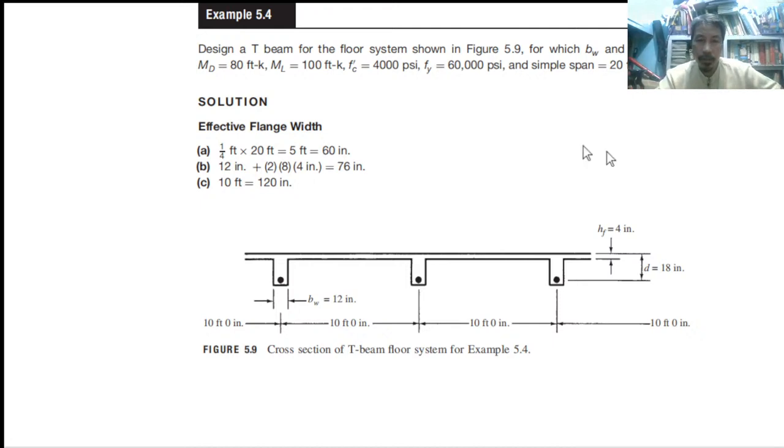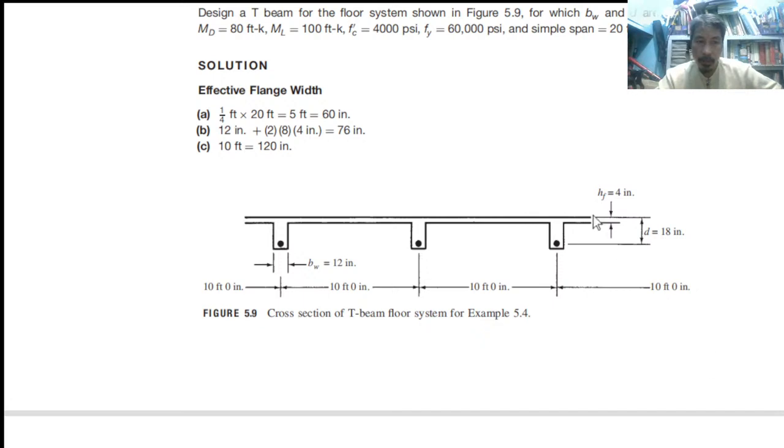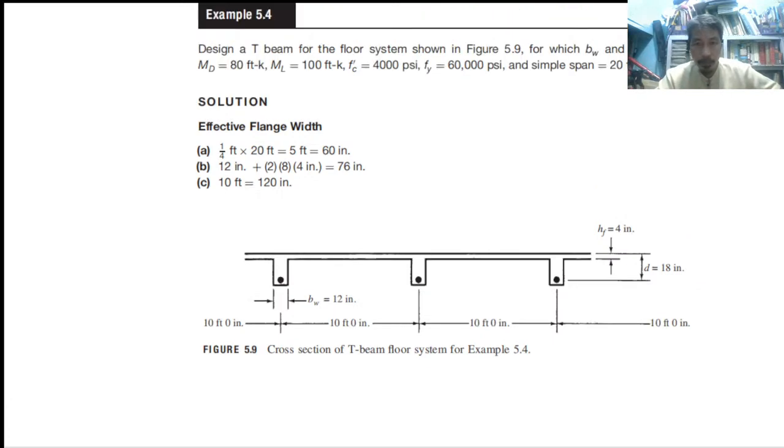20 feet. Okay? So, first, let us calculate the effective flange width. Okay? Effective flange. A, one fourth of the span, meaning 20 divided by 4, that is 5 feet. 5 feet is 60 inches. Okay? Letter B, 12 inches plus 16 times 4. So this is 76 inches. And letter C, 10 feet is equal to 120 inches. Okay?